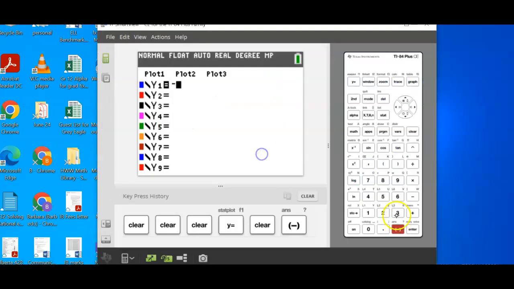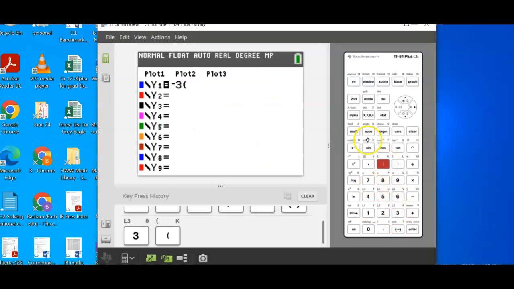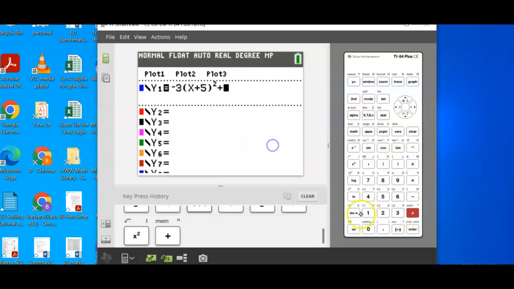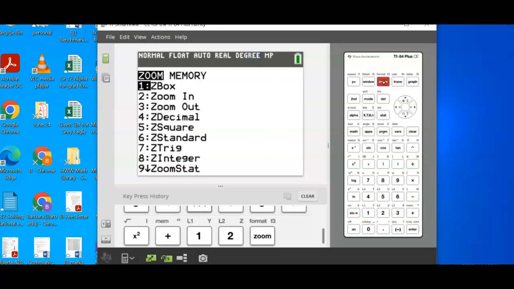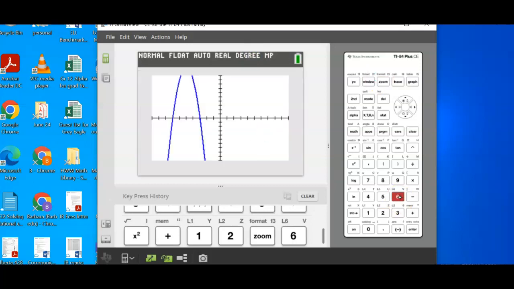Okay, so negative 3 bracket x plus 5, close bracket, squared plus 12. If you do a standard screen, you're not going to see the vertex. The standard goes up to 12, but sometimes I start with a standard screen. So standard is 6, and I can't see it, right? I can't see the y-intercept either.